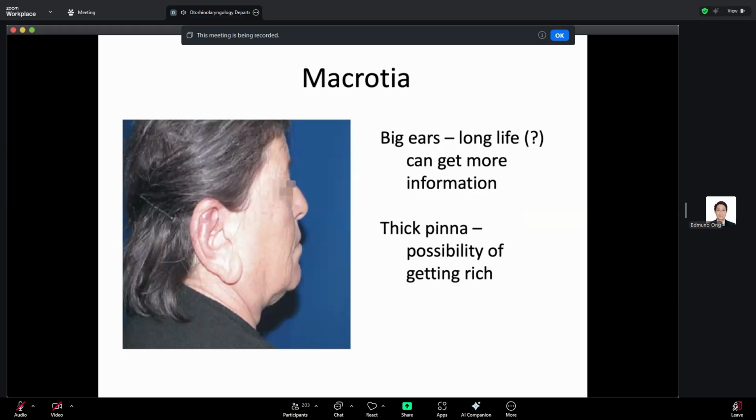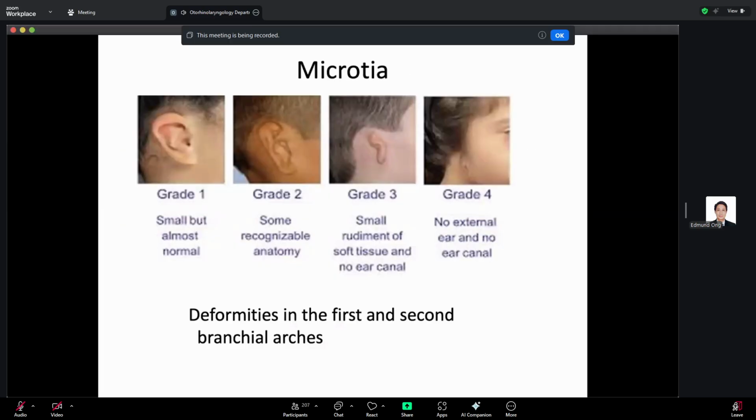You can have macrotia. So for Chinese people, they believe that having a big ear is equivalent to long life. Of course, medically there is no scientific basis for that. Next slide. And of course, a more common problem is microtia.